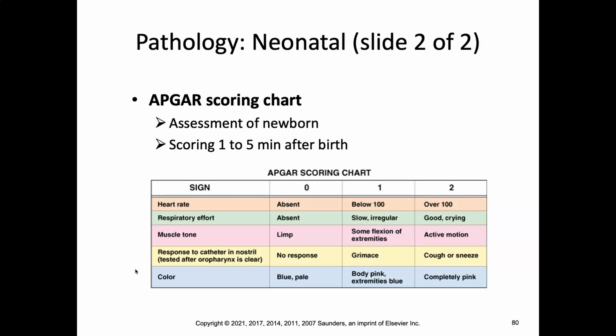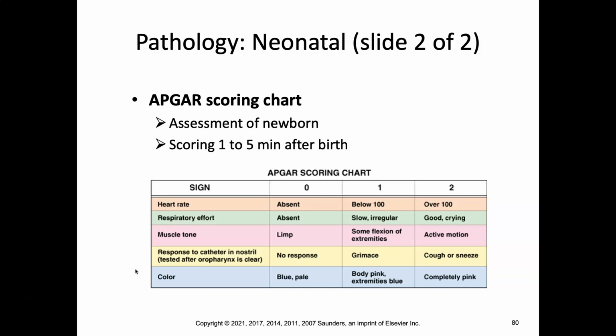You may have heard of APGARs. They score babies' APGARs at birth and then at 1 minute after birth and 5 minutes after birth. And so this gives you an idea of the chart. These are the signs that they're looking for. They're looking for heart rate over 100, respiratory effort good and crying, muscle tone active motion, response to catheter or nostril after the oral pharynx is clear being a cough or sneeze, the color being completely pink.